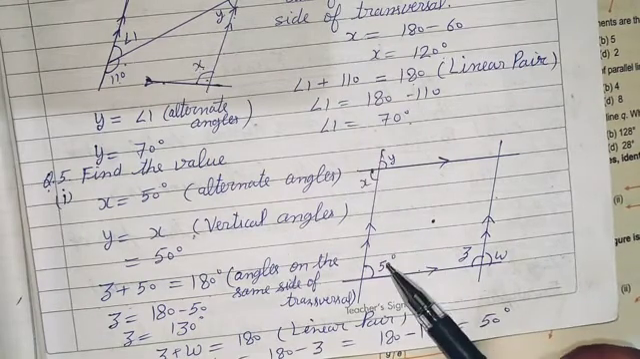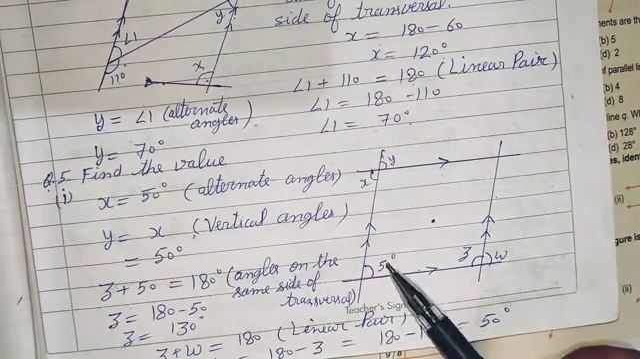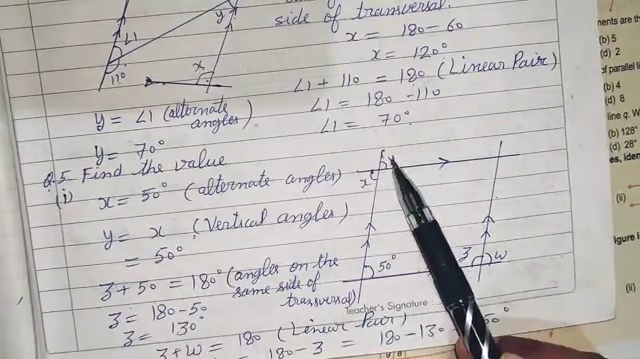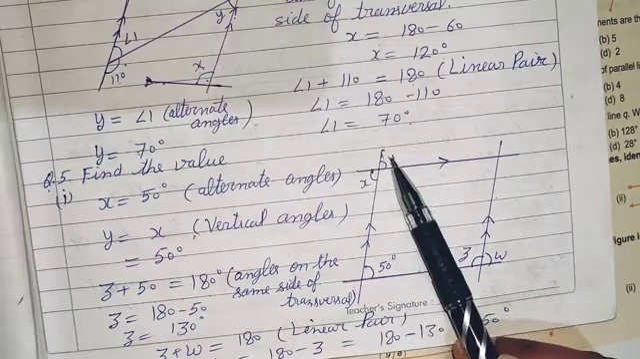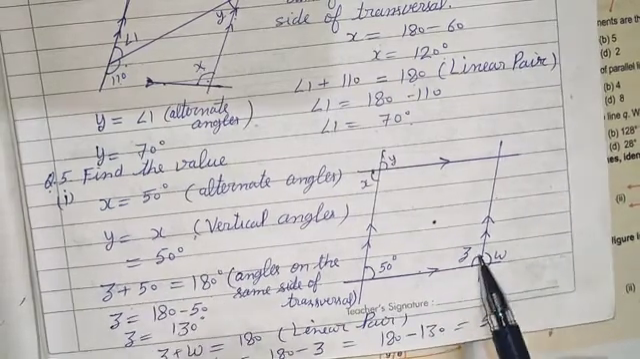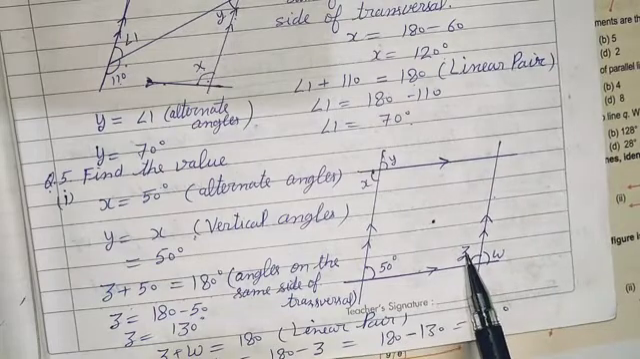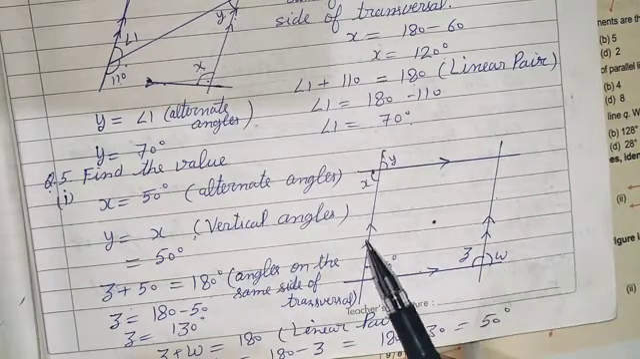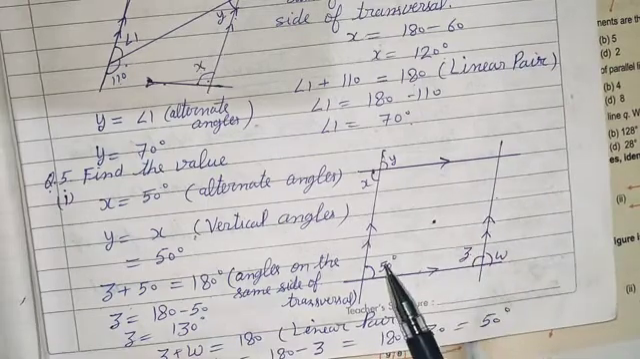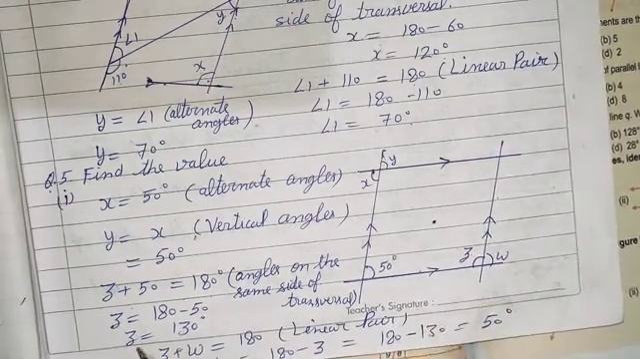So x equals 50, alternate interior angles, and y equals x, because y and x are vertically opposite angles, so y equals 50 degrees. Now here z plus 50 equals 180, since z and 50 are co-interior angles for these two parallel lines. So z plus 50 equals 180, co-interior angles, z equals 130.